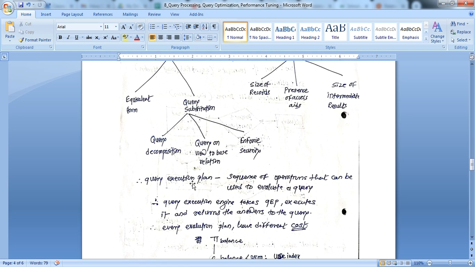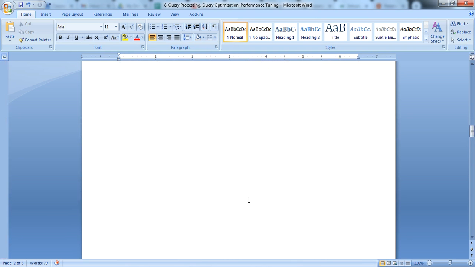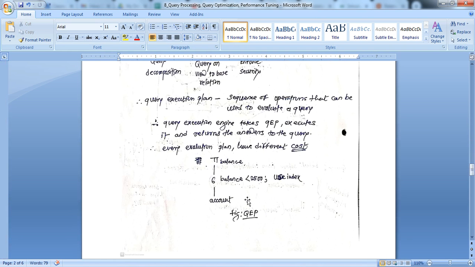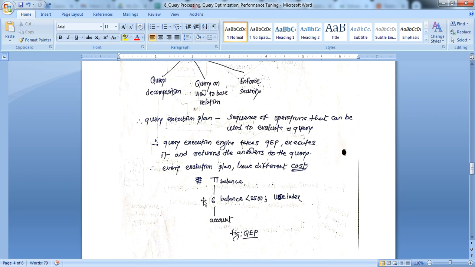Now the query execution plan. If we go with this query execution plan, then we know how exactly the optimization is done. Execution plan means what? It is simply the way the query is executed. A query execution plan is a sequence of operations that can be used to evaluate the query. We decide some steps to execute that query, and we can say that is an evaluation plan. The query execution engine takes a query execution plan, executes it, and returns the answer to the query.